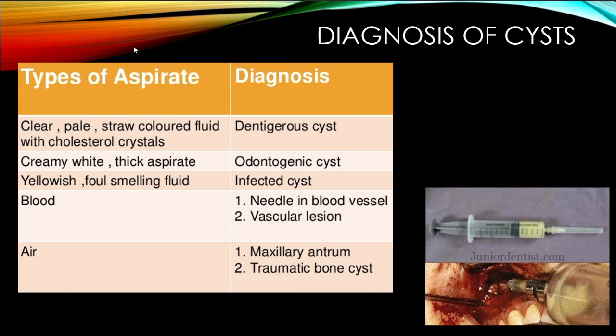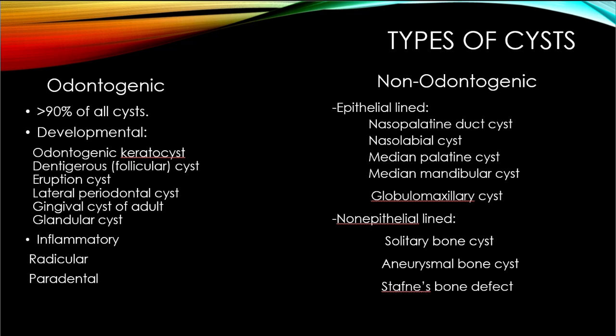If it's yellowish, with pus inside, it's infected. If it's blood, either we inserted the needle into a blood vessel or it's a vascular lesion. Now, how do we know? Usually in vascular lesions, there will be very fast flow on aspiration. If we entered a blood vessel, it would also be fast, but not as fast as in vascular lesions. Or we are in the maxillary sinus or a traumatic bone cyst.